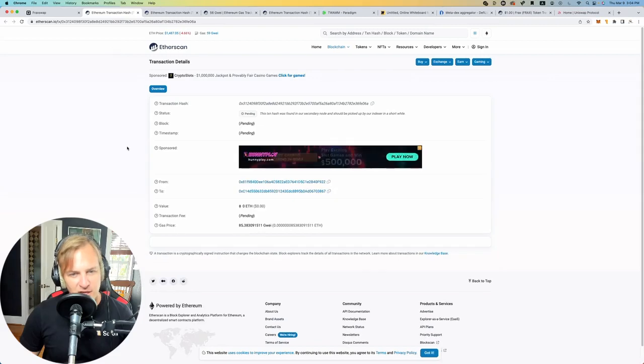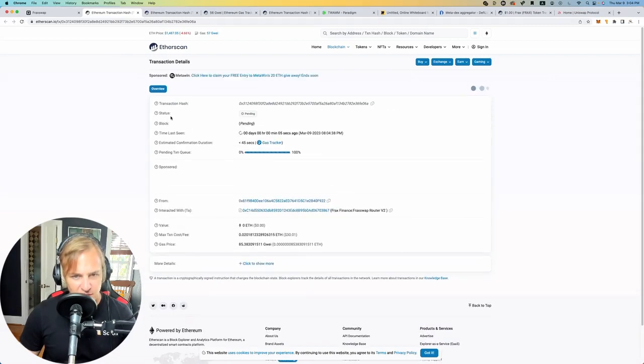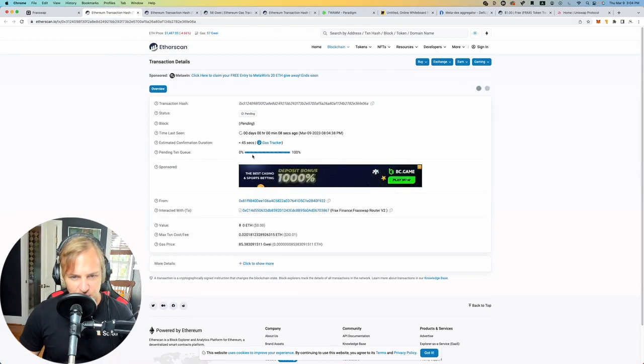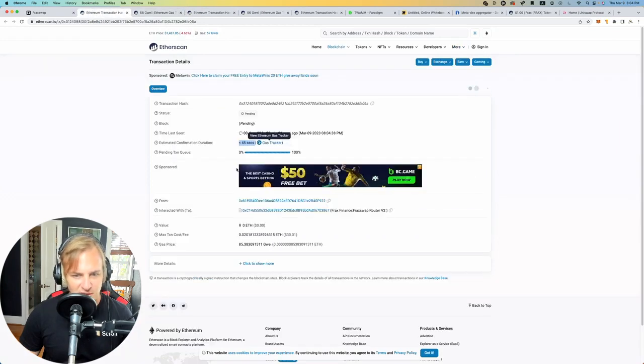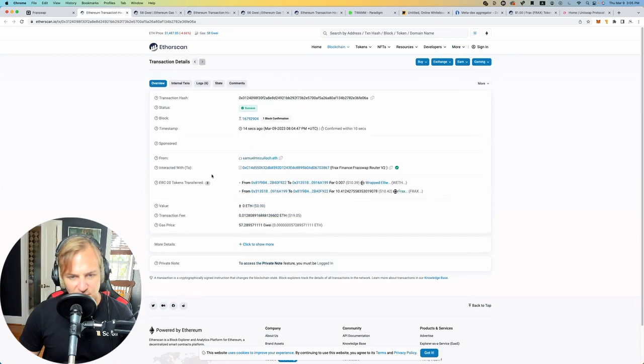We can watch it on Etherscan. I always like watching on Etherscan because it shows you what's happening. You can see that the confirmation time is less than 45 seconds. And you can also go to gas tracker as well. And I think gas is going up quite high. It's at 60 now. So before it was at 40 and now it's at 60. But let's see if our transaction goes through.